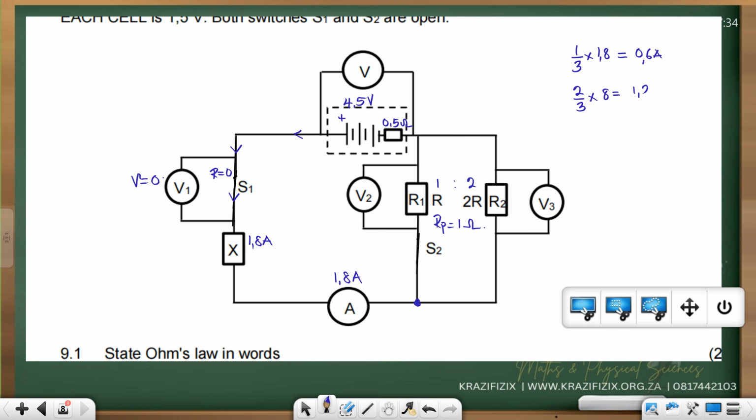What's your answer? The question is, which one would have 1.2 and which one would have 0.6? The one with the lower resistance will have the higher current. Which one has the lower resistance? R1. So R1 would have what? 1.2 A, and R2 would have what? 0.6 A. Please take note. Let me know if what I just did made sense to you in terms of ratio. I'm waiting for your responses. I need everyone to respond.